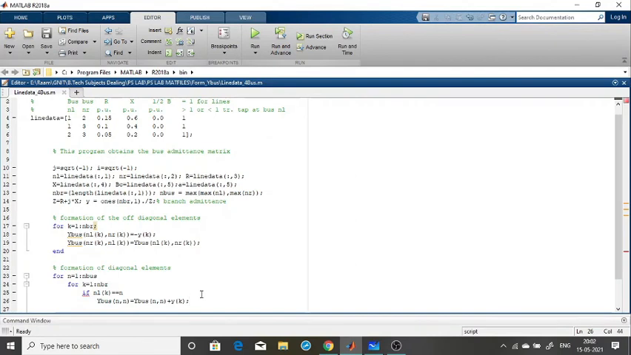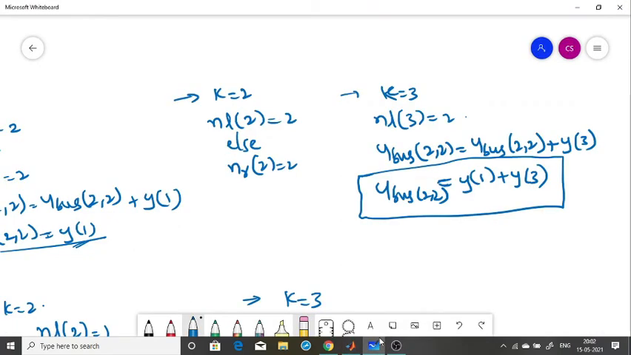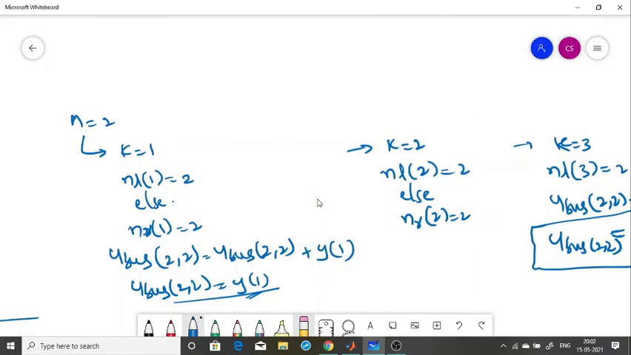So we have written only if-else conditions. So this is for n equal to 2. Similarly, the same thing we have been able to do for n equal to 3, for k equal to 1, for k equal to 2, and for k equal to 3. So it is going to calculate Y bus 3,3.